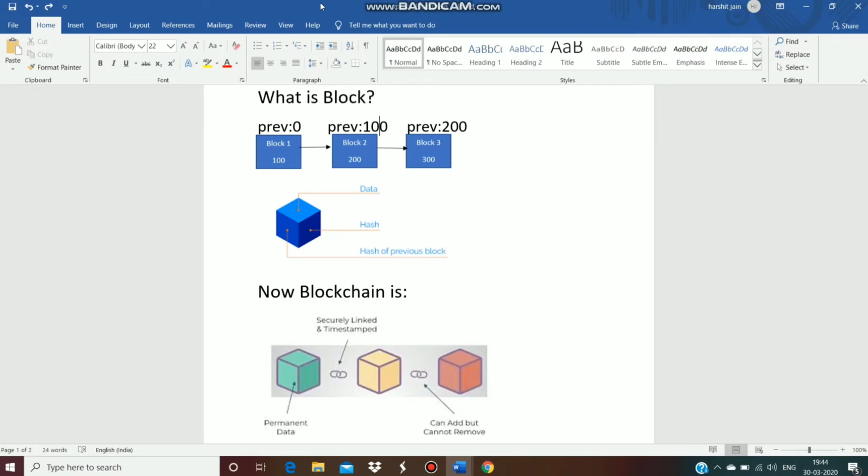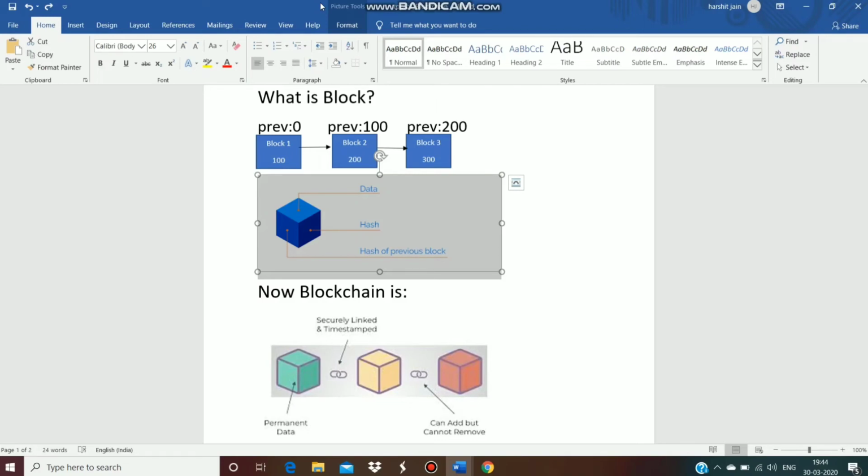Okay, so this is the main thing: blocks linked with each other cryptographically. In a linked list we use the term address, but in blockchain we'll be using a cryptographic hash. So a block contains data, hash and hash of the previous block. We'll be discussing hash and its algorithm in the next video. Right now you can assume that a hash is an address.